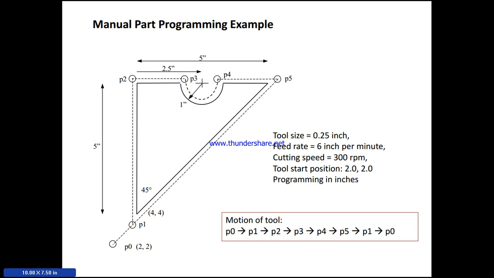So the tool has to move from P0 to P1, P2, P3, P4, P5 and again P1 and P0. So like this the tool has to move. Motion of the tool should be in this direction.